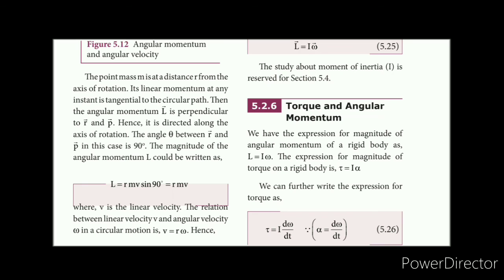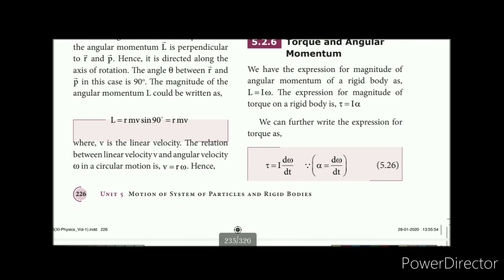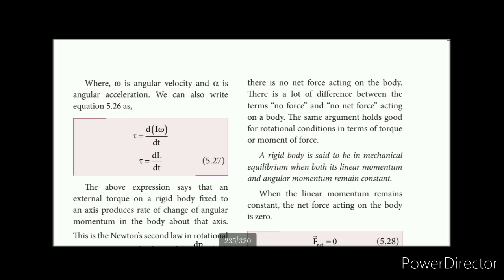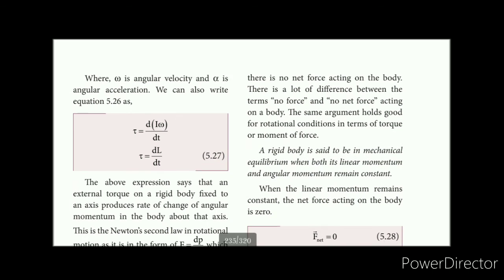This is equation 5.25. What is the relation between torque and angular momentum? Torque tau equals I alpha. Alpha, the angular acceleration, is the rate of change of angular velocity, so we write d omega by dt. I omega is nothing but the angular momentum, so torque equals dL by dt.